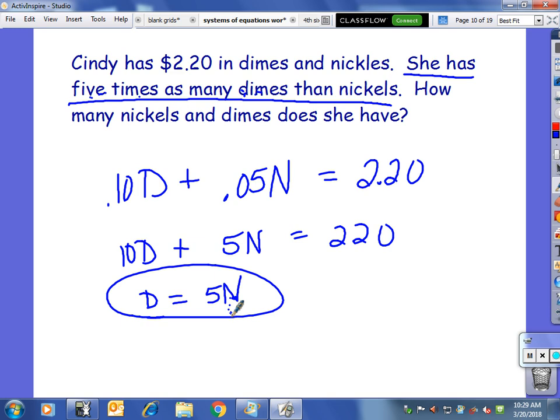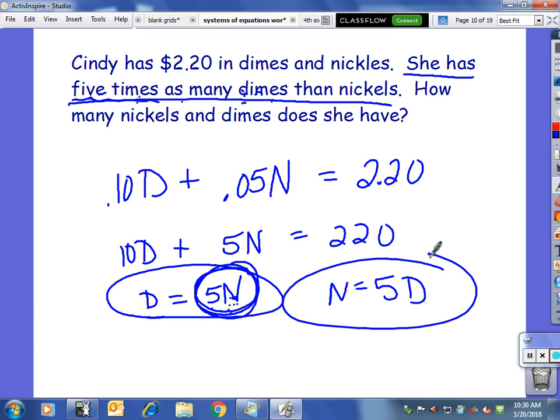Yeah, another way to say it is for every nickel she's got 5 dimes. When I read this, I ask myself, okay, what are they trying to tell me there's more of? 5 times as many dimes. That's telling me she's got a lot more dimes than she does nickels. That means you would have to multiply her nickel number by 5 just to equal up to her dimes, not the other way around. If you wrote it like this, what does she have more of there? That gives her a lot more nickels.